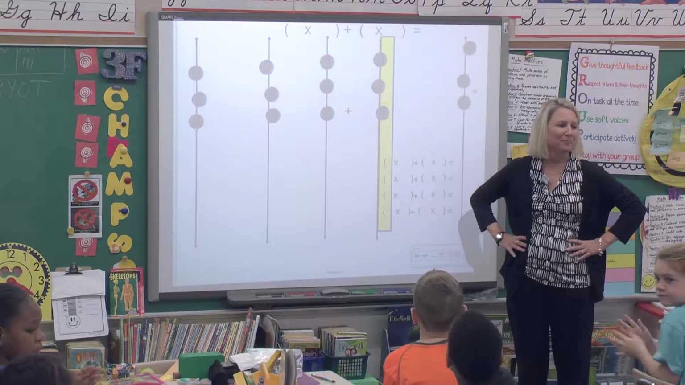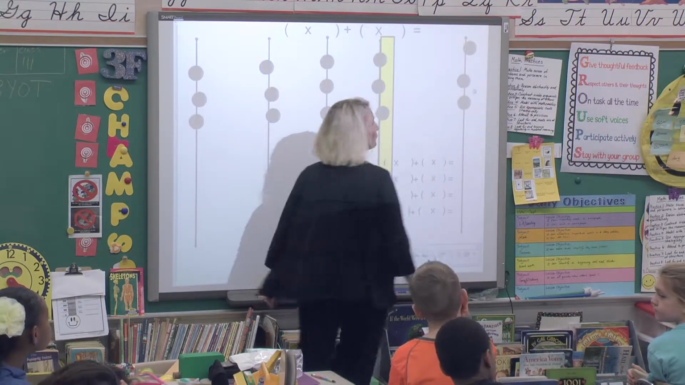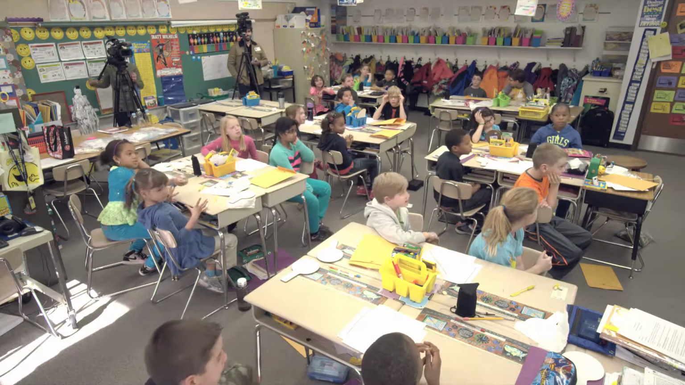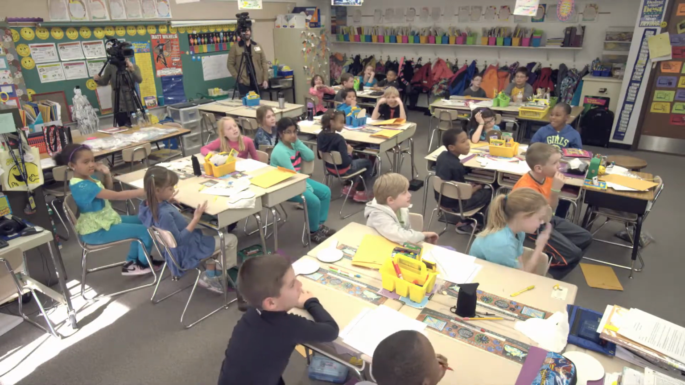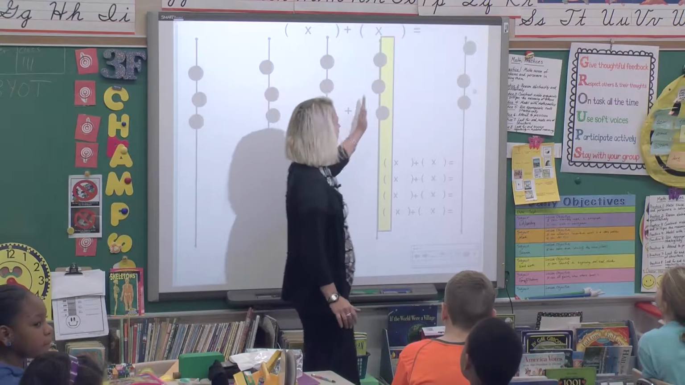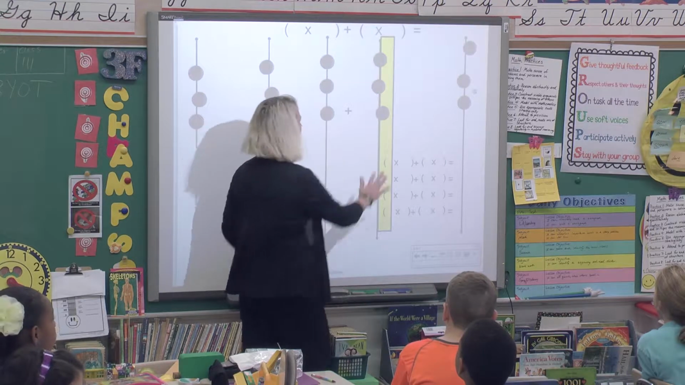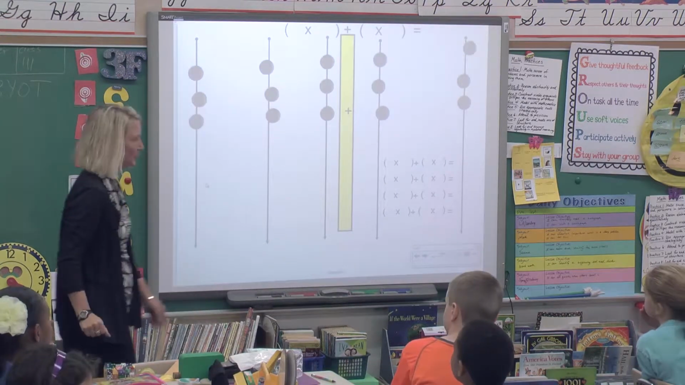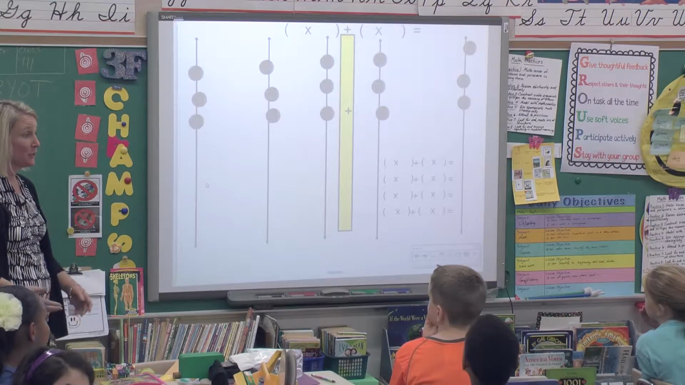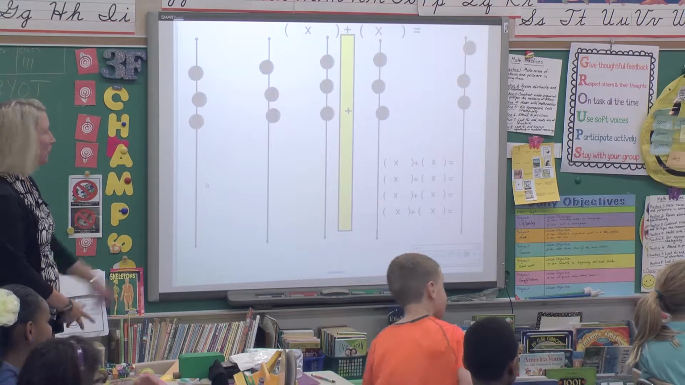Nice job, George. Luke, where would you like me to put this yellow bar? Where do you want me to move it? You want me to put it here, here, here, or here? Third row. Right here? Where the plus sign is? Okay. Plus sign is there. Luke, would you like to solve that problem? Sure. Okay, come on up.